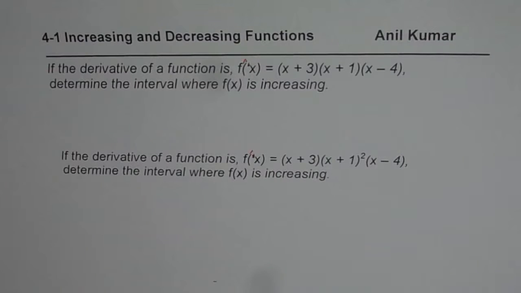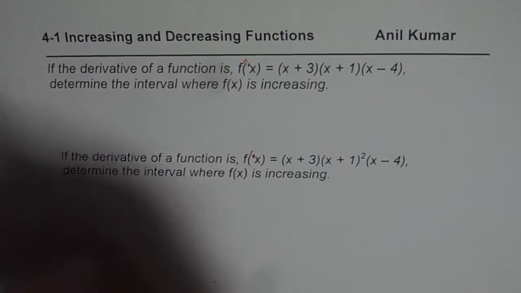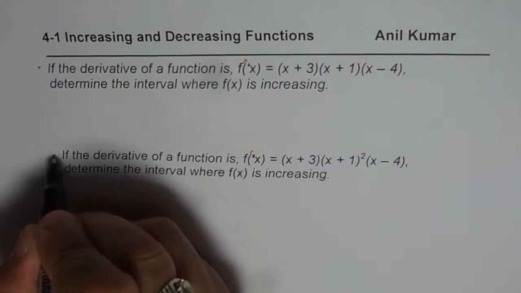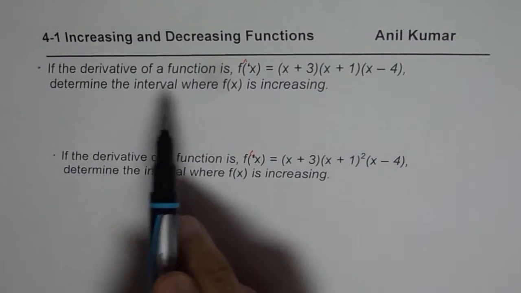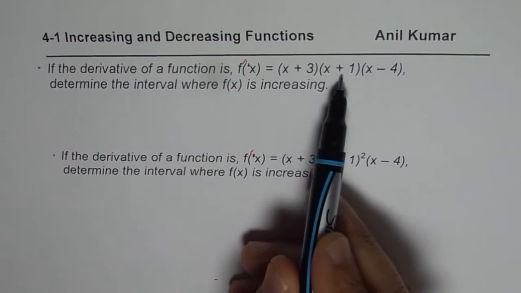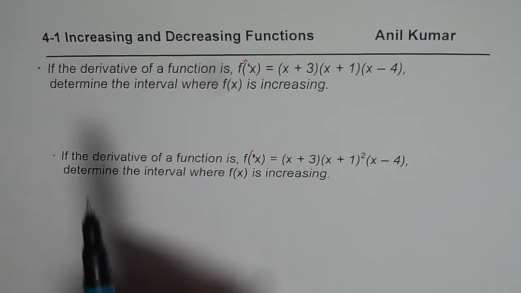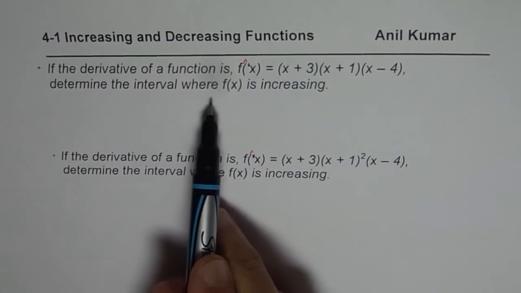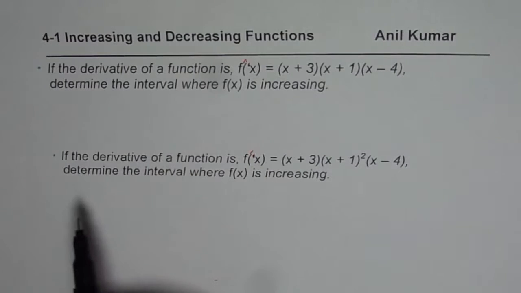I'm Anil Kumar, and in this video we will learn how from the equation of a derivative we can figure out increasing and decreasing intervals for the function. We have two questions. The first question is, if the derivative of the function is f dash x equals x plus 3 times x plus 1 times x minus 4, determine the interval where the function is increasing.